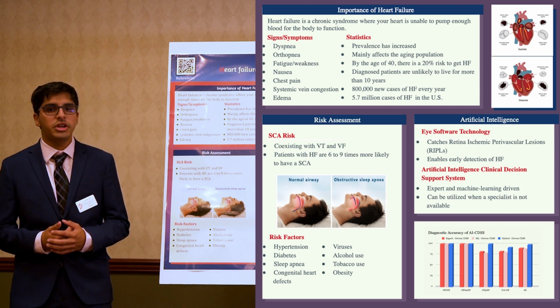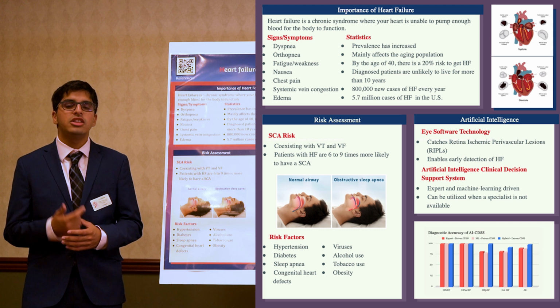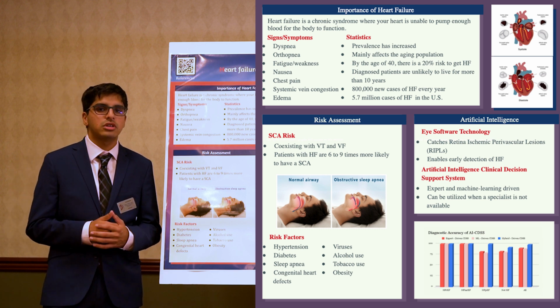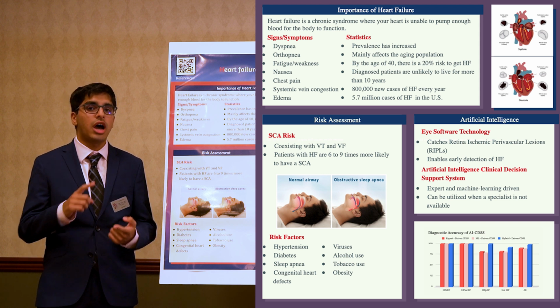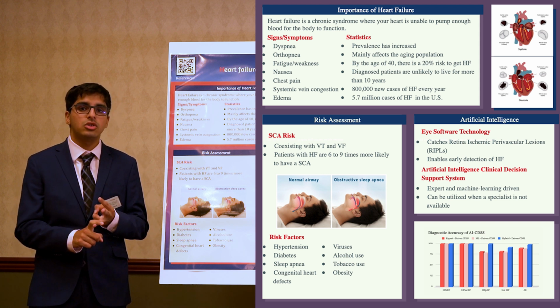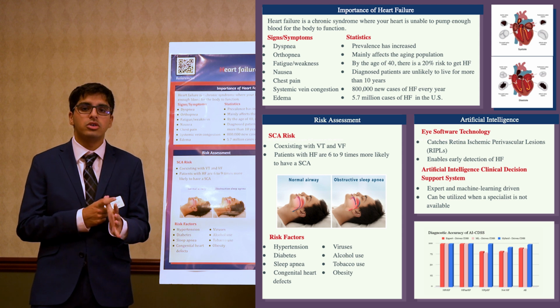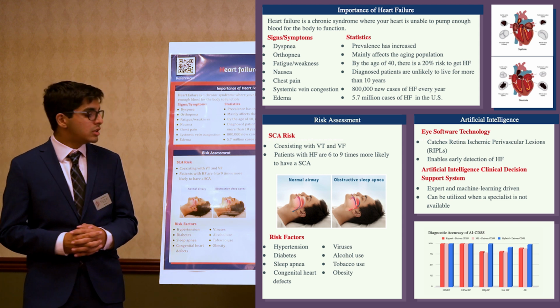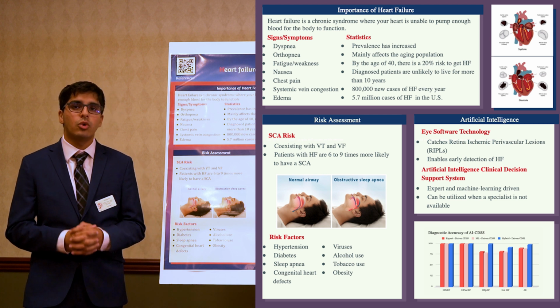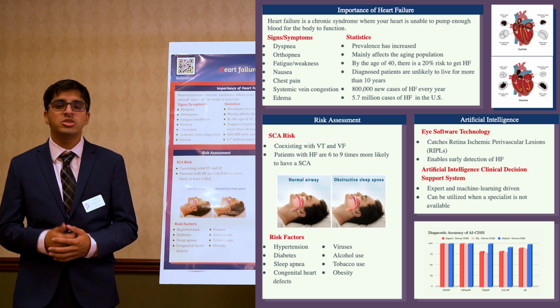Meaning, because heart failure patients have conditions just like VT and VF, they're 6 to 9 times more likely to have a sudden cardiac death. What can we do to prevent it? We need to address the risk factors, which include hypertension, diabetes, congenital heart disease, viruses, alcohol use, tobacco use, obesity, and most importantly, sleep apnea. Sleep apnea is the most common risk factor for heart failure that often goes undiagnosed and untreated.